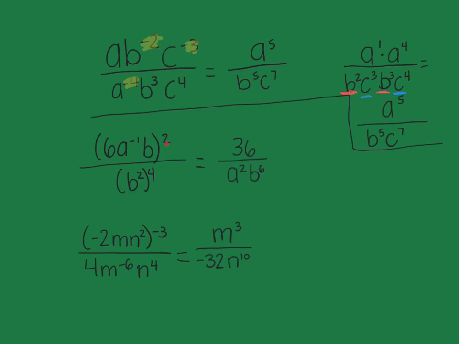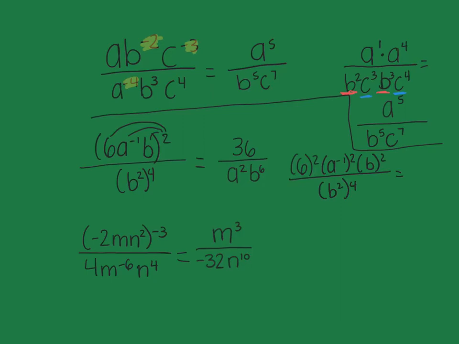So I need to cancel out this exponent first by applying it to everything inside this set of parentheses. So that would be 6 to the power of 2 times a to the power of -1 to the power of 2 times b to the power of 2 divided by, and then I'll just keep the bottom the same for right now.